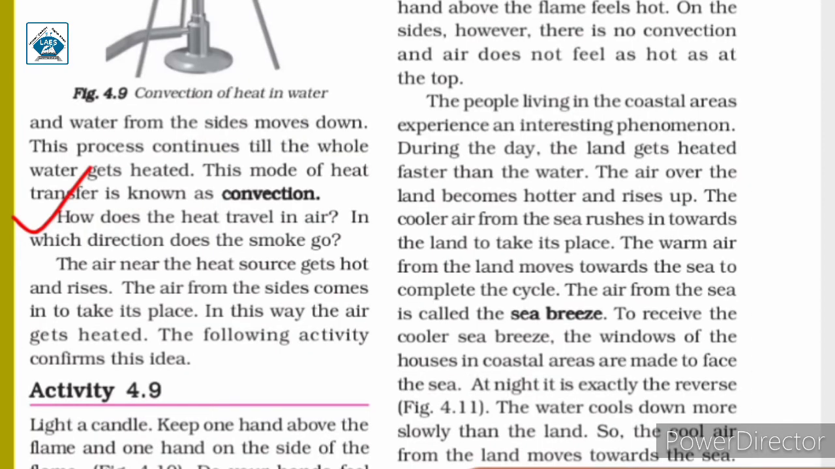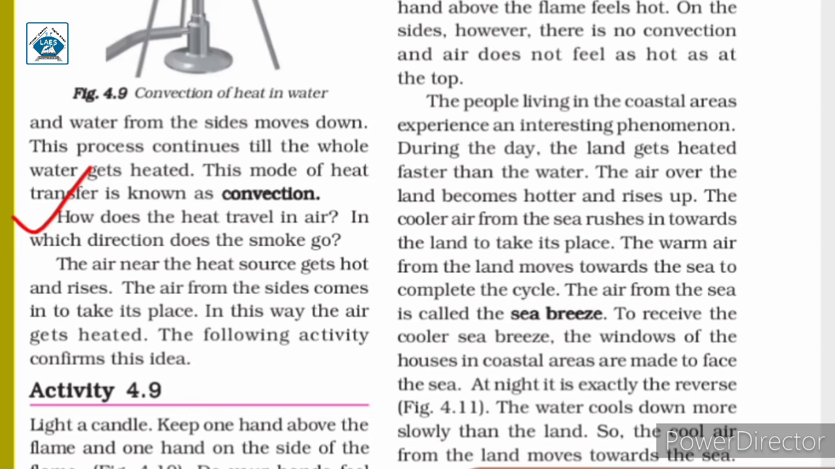How does the heat travel in air? In which direction does the smoke go? The air near the heat source gets hot and rises. The air from the sides comes in to take its place. In this way, the air gets heated. So, just like water, heat travels in air too.